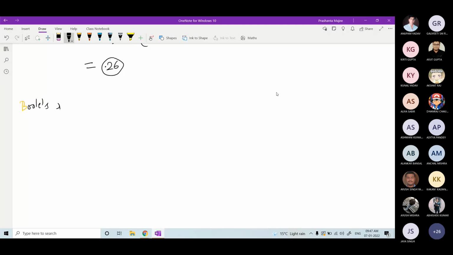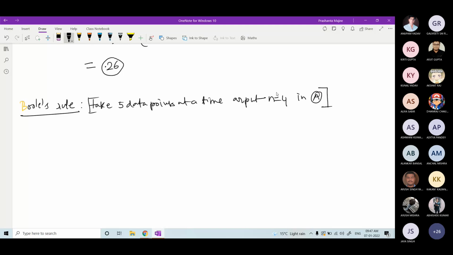Boole's rule. Here, what you have to do? You have to take 5 data points at a time, or put n equals to 4 in capital A and accordingly adjust the formula. How many terms will be there? Okay, so if you do it, you will end up with this integration.